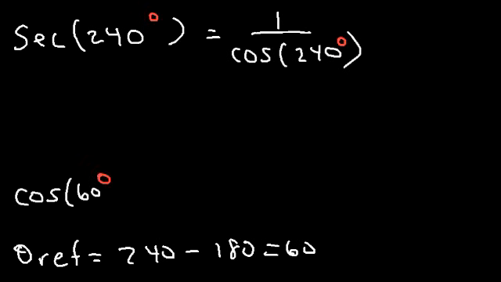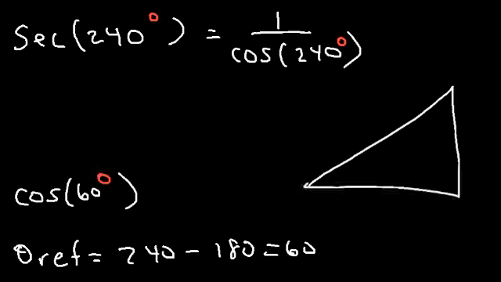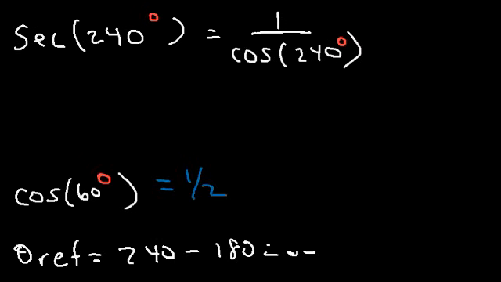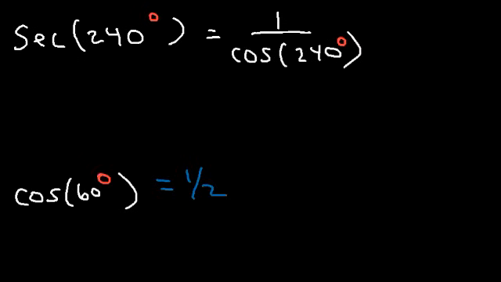And cosine 60, according to the 30, 60, 90 triangle, it's going to be across the 30 is 1, across the 60 is root 3, across the 90 is 2. So cosine 60 is adjacent over hypotenuse, so that's 1/2. Now what about cosine 240? If cosine 60 is 1/2, cosine 240 is going to be negative 1/2 because cosine is negative in quadrant 3.